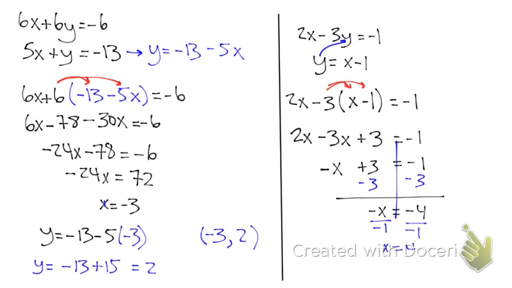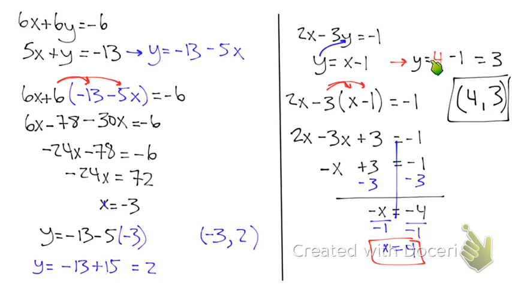Divided, x equals 4. And then plugging it back in, I'm going to choose this equation. I feel like this is the easiest one, so I plugged it in. 4 minus 1 is 3, so the answer is 4, 3.